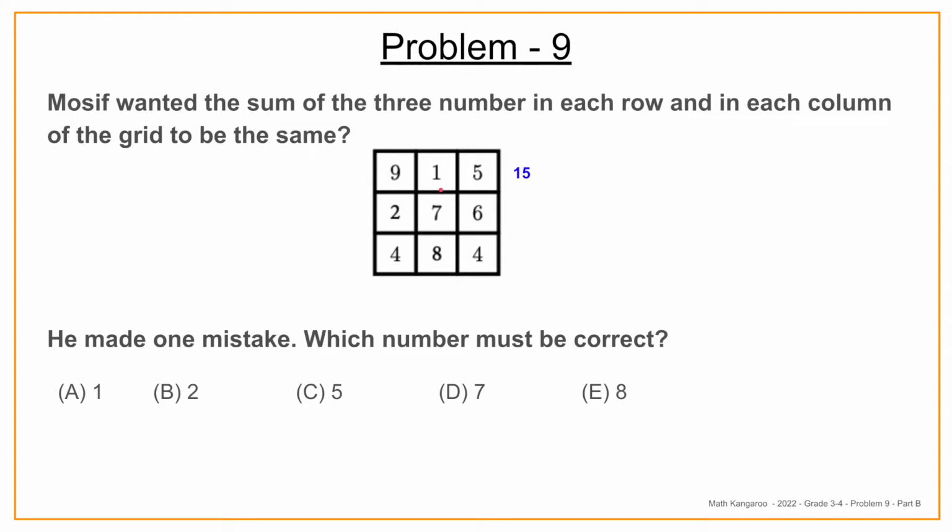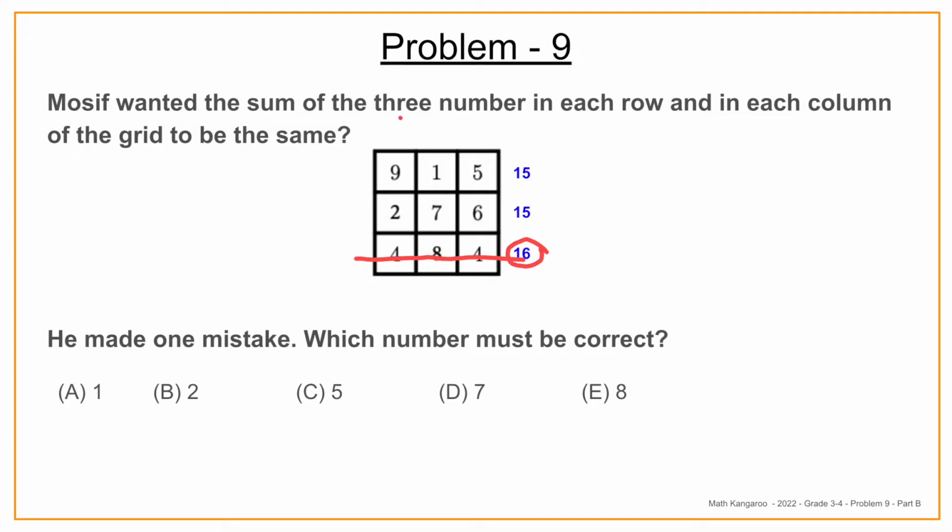So we got 9 plus 1, 10, 10 plus 5, 15. 2 plus 7, 9, 9 plus 6, 15. Good. So 15 is the same number. We got 4 plus 8 plus 4 gives 16. That's not the number. It should be 15 and the culprit is in this row.